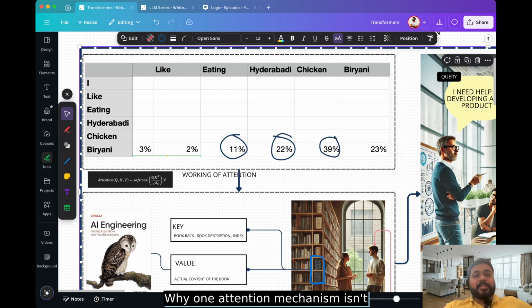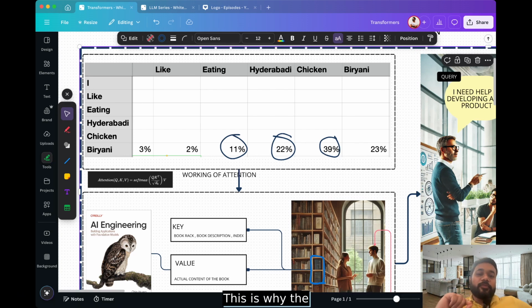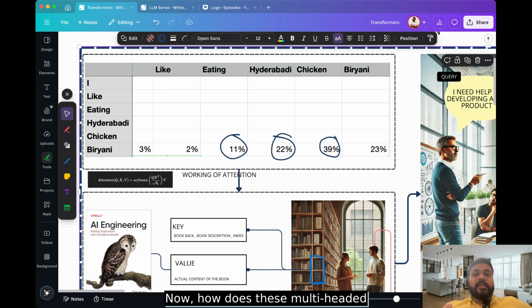Why isn't one attention mechanism enough? Imagine if we have only one attention mechanism. What if it focuses just on one word meaning and ignores the word position itself? This is why the transformer has multi-head attention. Instead of just a single attention function, we use multiple parallel attention heads. Now, how does multi-head attention work? Each head learns from a different aspect of the sentence. One head might focus on grammatical structure, the other might focus on semantic meanings, and the other might track long-range dependencies. Each head will have its own query key value matrix. Instead of just one query key value set, we'll have multiple.